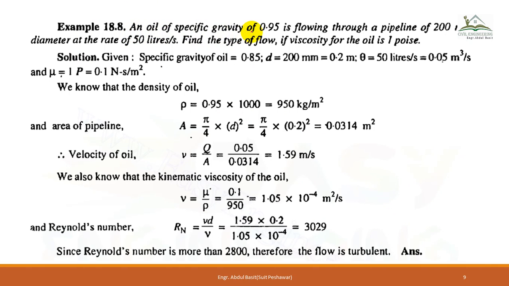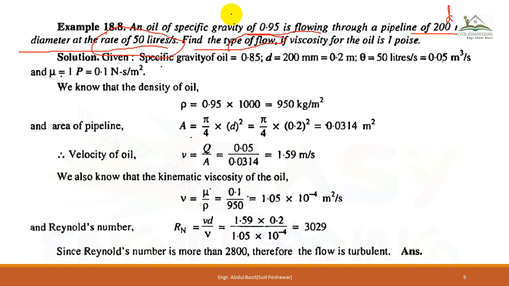An oil of specific gravity 0.95 is flowing through a pipeline of 200 millimeter diameter at a rate of 50 liters per second. This rate refers to the discharge, capital Q, and this is the diameter. The specific gravity is given, so from here you can find out the density as well. All the things are given. Find the type of flow.